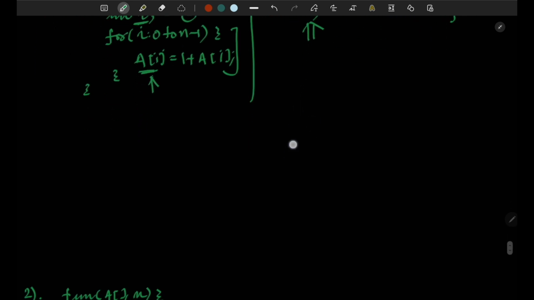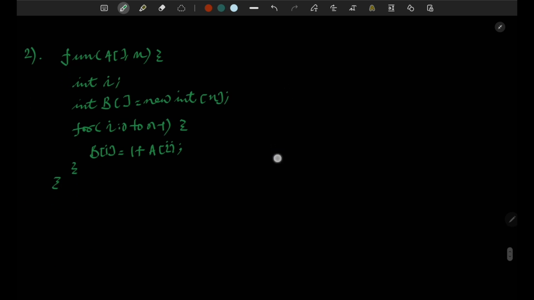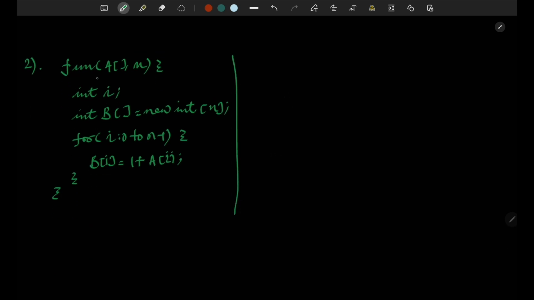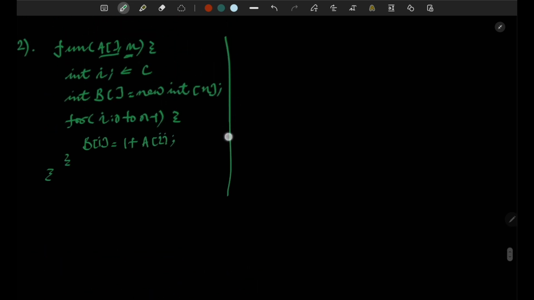Now let's move to another example. Here again we have a function called fun. It's accepting two things in the parameter. One is an array A and the size of the array is n. Again we have a variable I that is not, of course, depending on the input size. So this is going to be a constant thing.